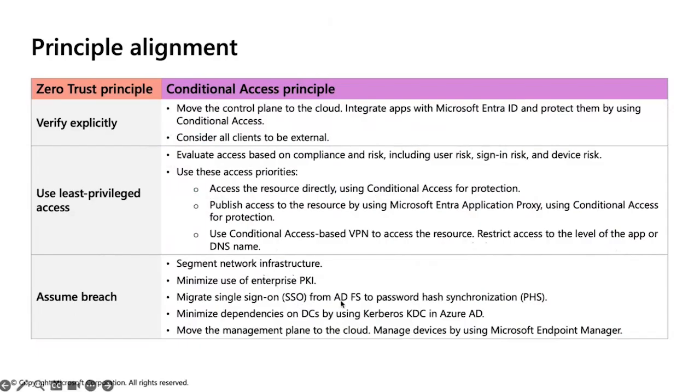Always migrate single sign-on from ADFS to password hash synchronization. Now, you can go to PHS in a hybrid model, or you can go for pass-through authentication for better security. You can minimize the dependency on the domain controller on-prem, that is using Kerberos KDC, in Azure AD. So if you're using any kind of on-prem, or if you're using Azure Entra ID Domain Services, try to move towards modern authentication and authorization to have more security on it.